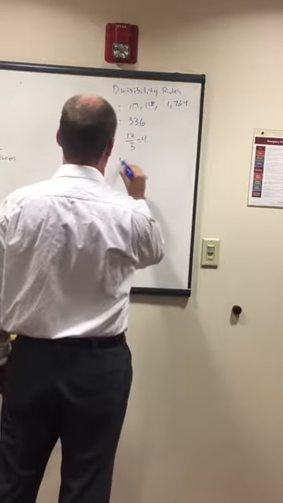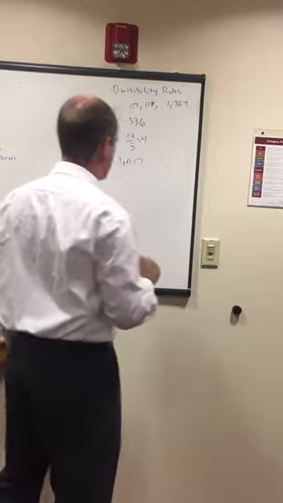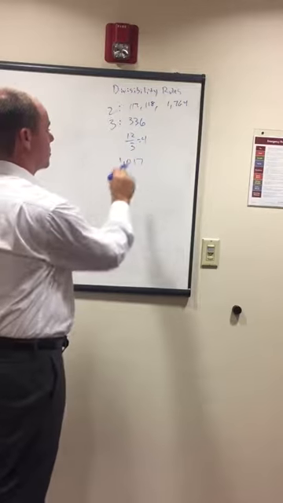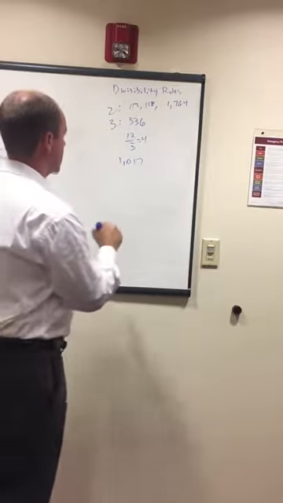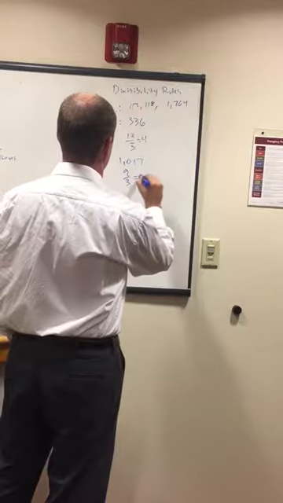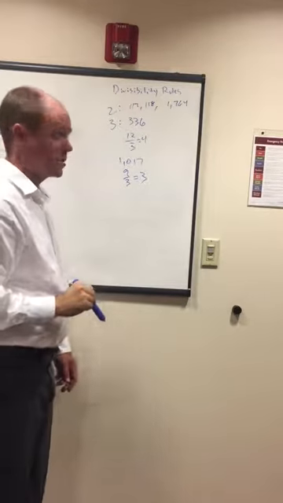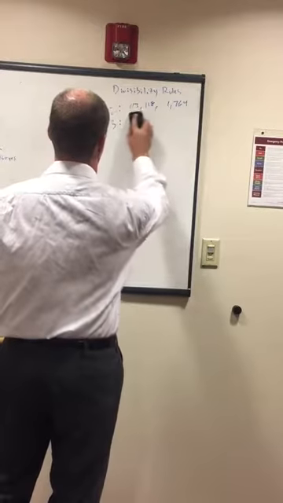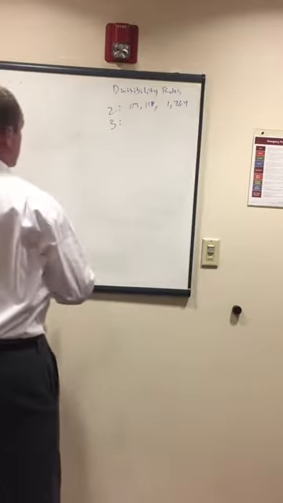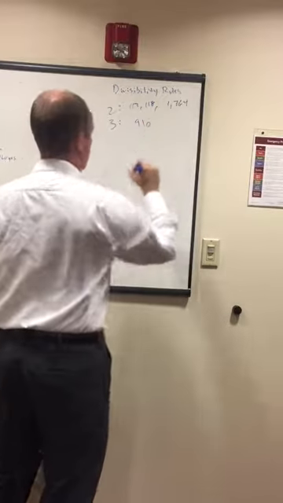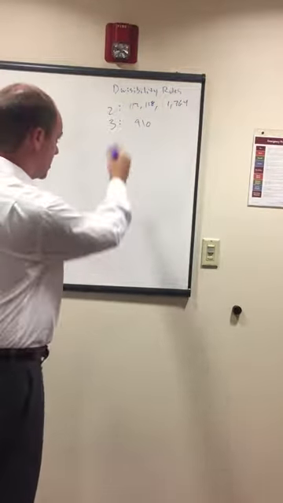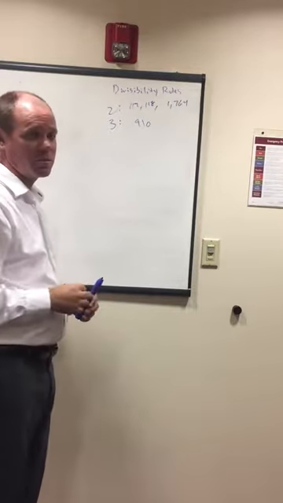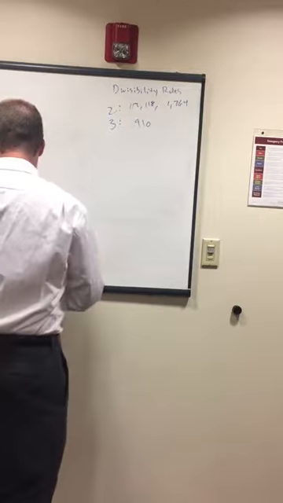What's a different one? 1,017. At first glance, that probably seems like a no. But 1 plus 1 is 2. 2 plus 7 is 9. 9 divided by 3 is 3. So that also is a good number. Give us one that doesn't work, just to see it, I guess. 910. Is 910 divisible by 3? 9 plus 1 is 10. 10 divided by 3 is not a whole number, so the answer to that one would be no. That one's no good.